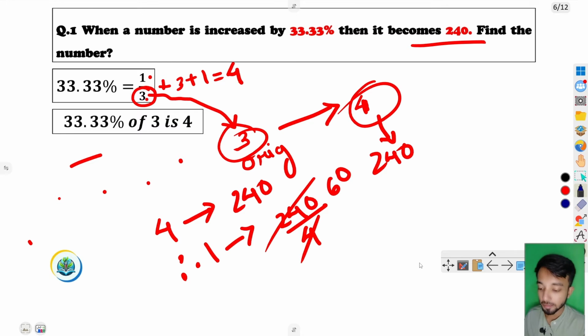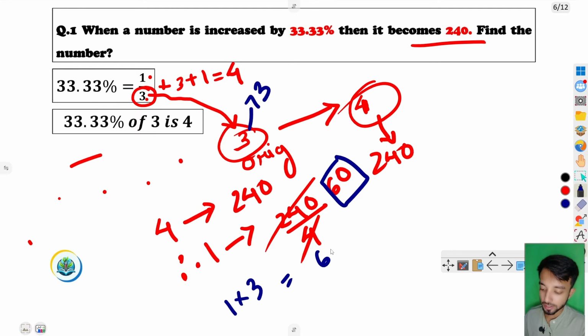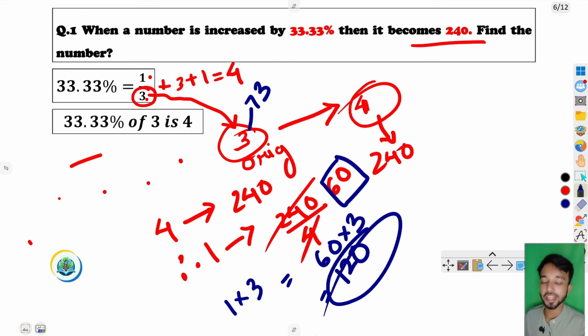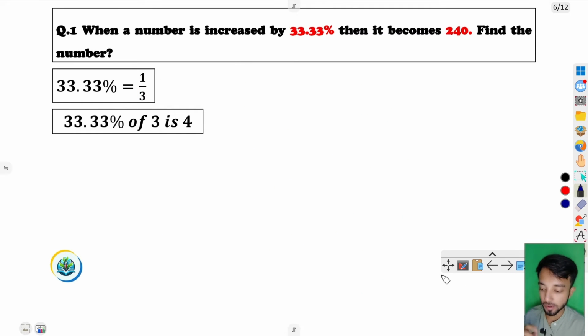I hope it's clear. But the original number, what we originally assumed, we assumed to be 3. We got the value of only 1, but we need the value of 3. So we need to multiply both sides by 3. 1 into 3 is equal to 60 into 3. So we will get the answer of 3 to be 120. So the correct answer is 120. I'll repeat one more time. Don't be confused.